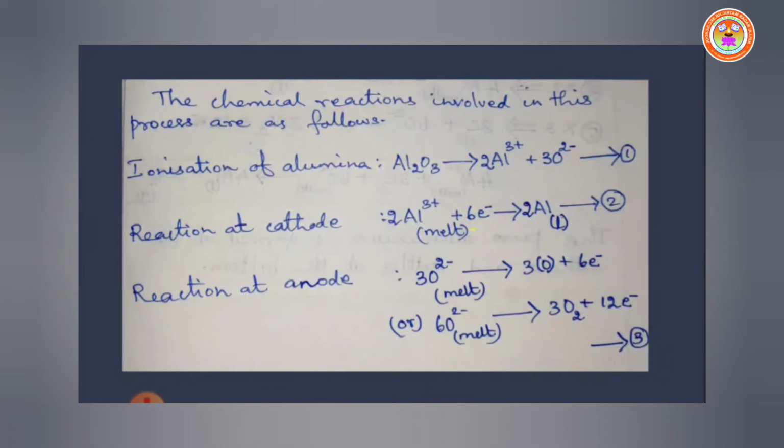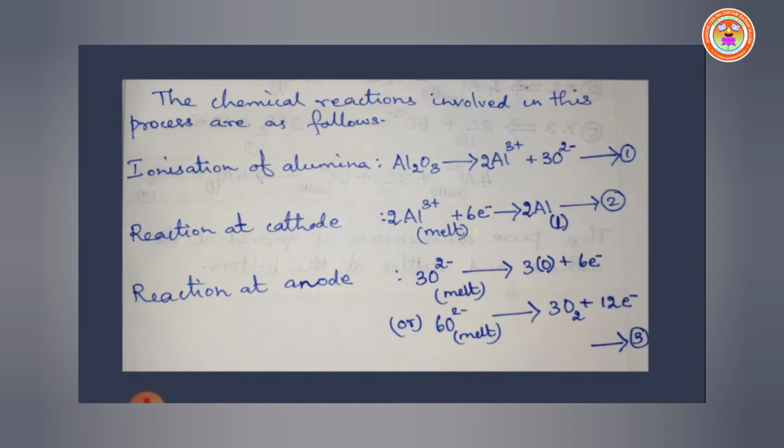Understand, children? At the respective electrodes, the ions are undergoing discharge. That is, it may either lose the electron or gain the electron. So remember the basic. In this electrolysis process, the cation is aluminium ion, the anion is oxide ion.